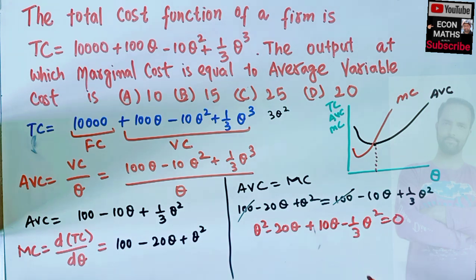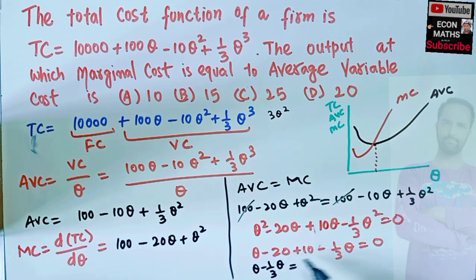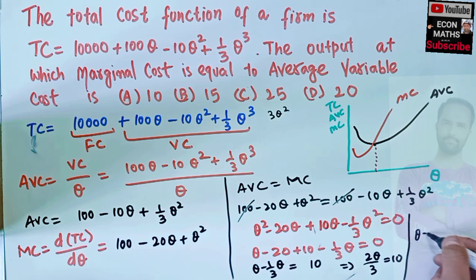Let's take Q common, or divide both sides by Q. We will be left with Q - 20 + 10 - (1/3)Q = 0, which gives us Q - (1/3)Q = 10, since -20 + 10 is -10 and transposing it becomes 10. So (3Q - Q)/3 = 2Q/3 = 10, which implies Q = 10 × 3/2. That means Q will be equal to 15.